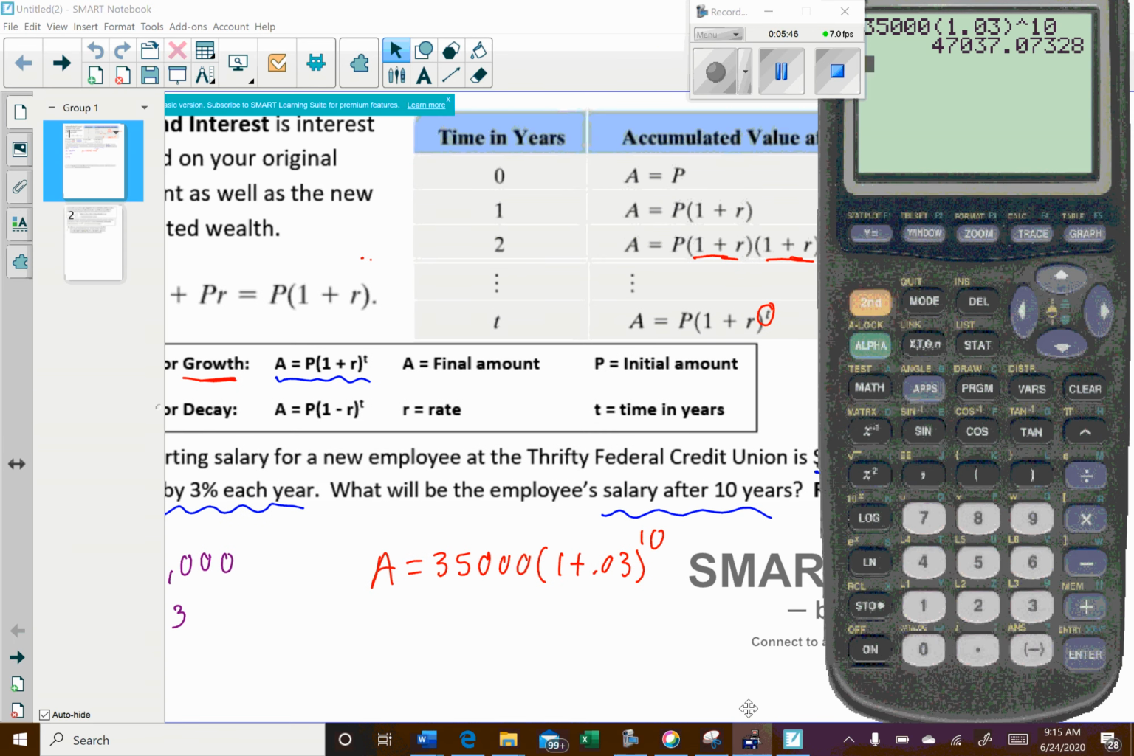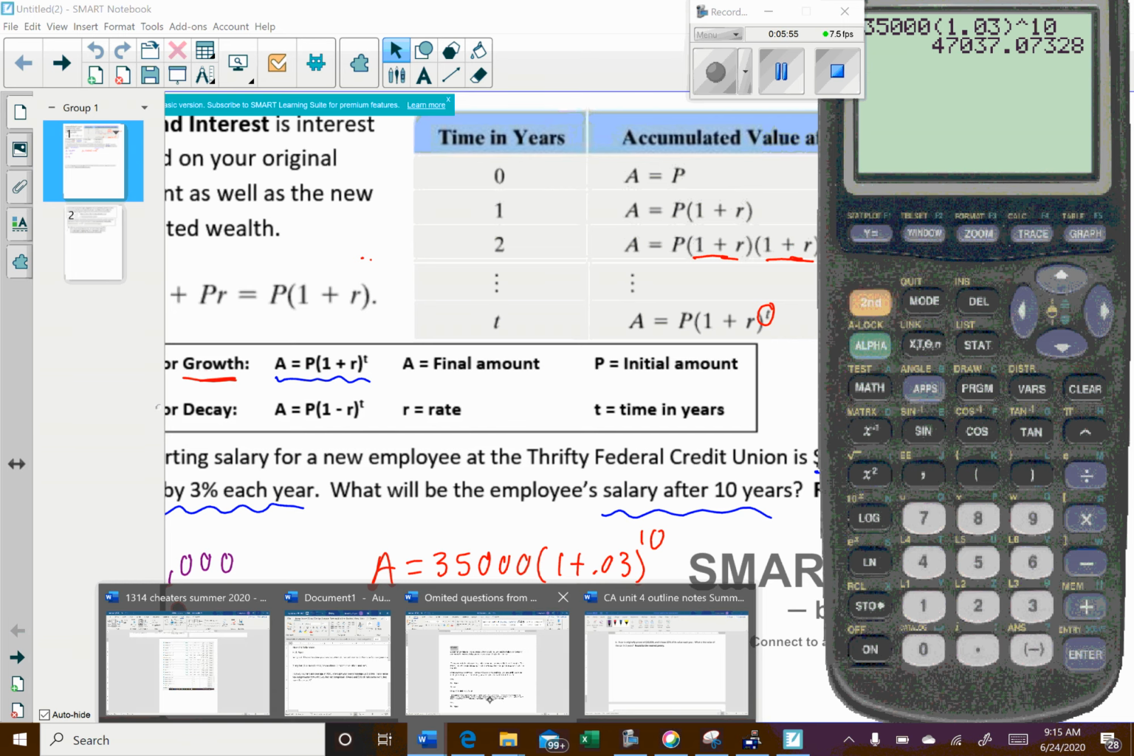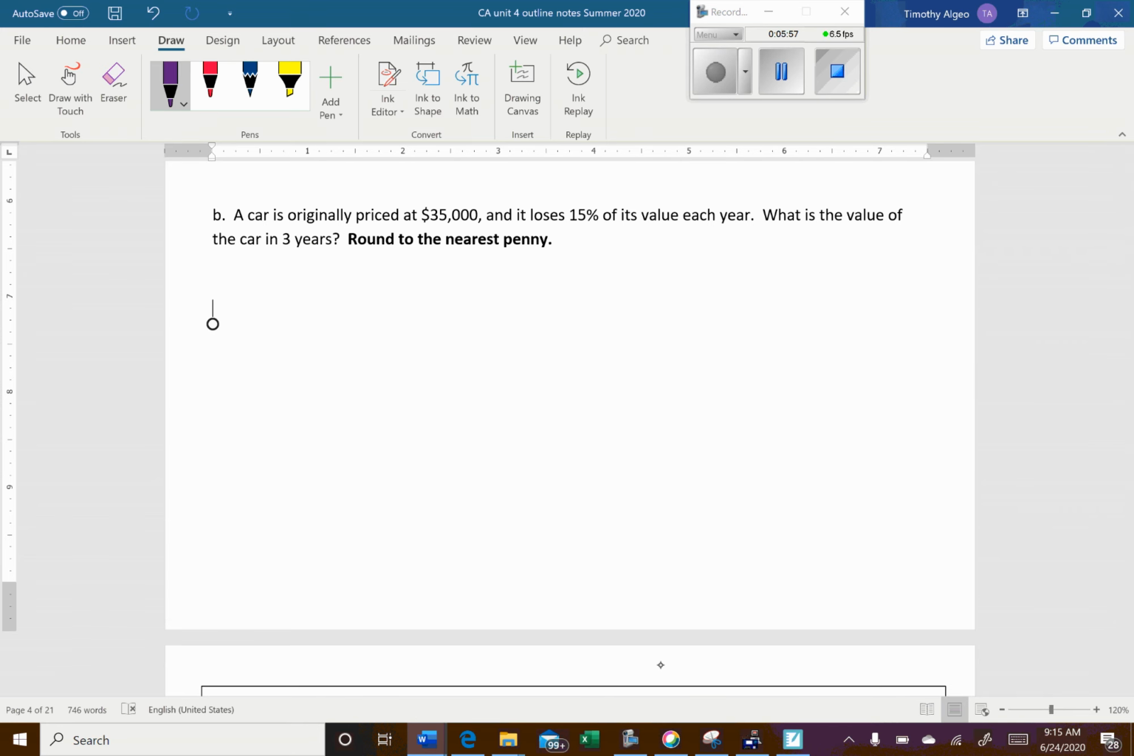Okay, so something's going wrong with my software, but the answer is $47,037.07. So I'm going to have to use my Word document as I move forward.